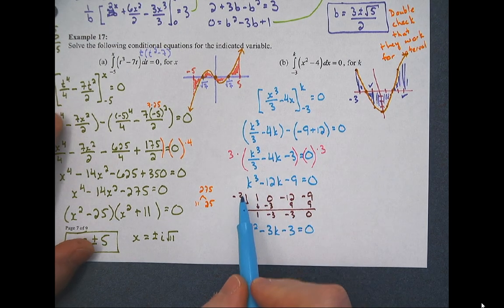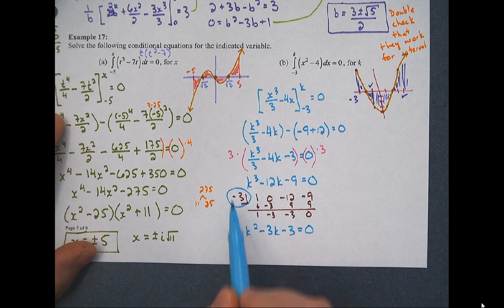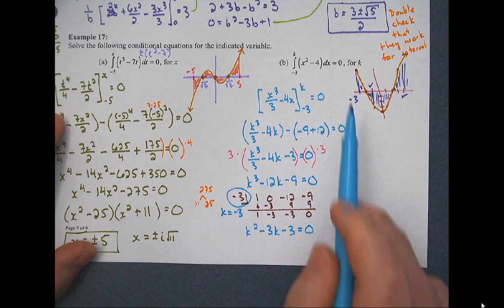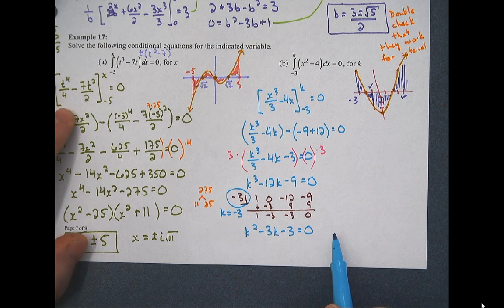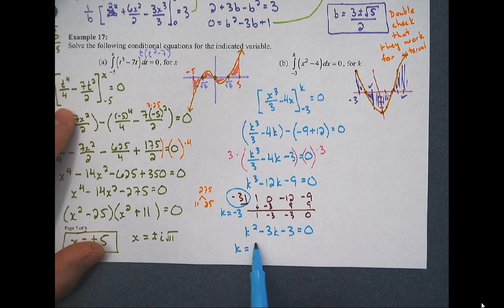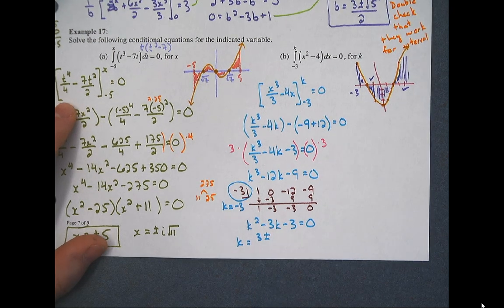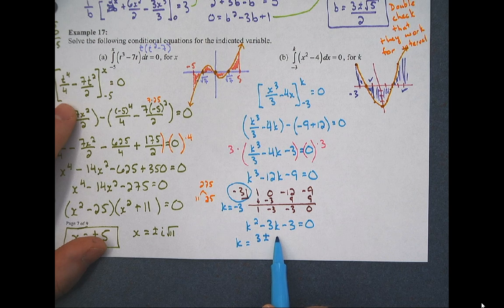So one of our solutions is right here. So don't lose it. I'm going to actually circle it. K equals negative 3. We knew that would work right off the bat. Now we're going to find our other two. Factoring is out. So we're up to our good friend, the quadratic formula. So k equals negative b plus or minus the square root of b squared minus 4 times a times c, all over 2 times a.